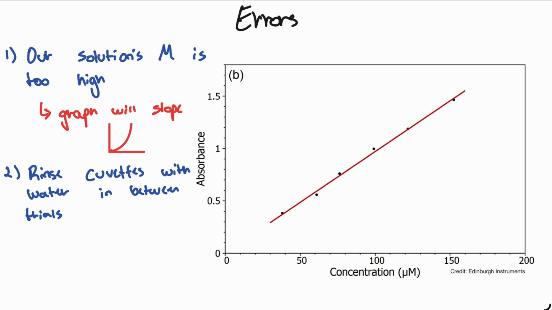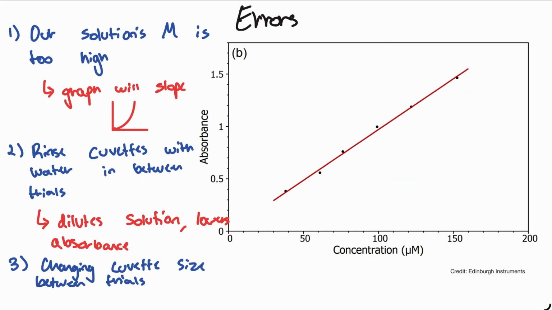However, if we only rinse a cuvette with water once accidentally in between trials, all of our results are going to be normal besides one of them. One of our results is going to be severely diluted and thus have a lower absorbance. And so while our graph should look normal for most of it, this one point right here is going to be an error. And if the AP exam asks you, why is there an error here? Then you're just going to say, we accidentally rinsed our cuvette with water.